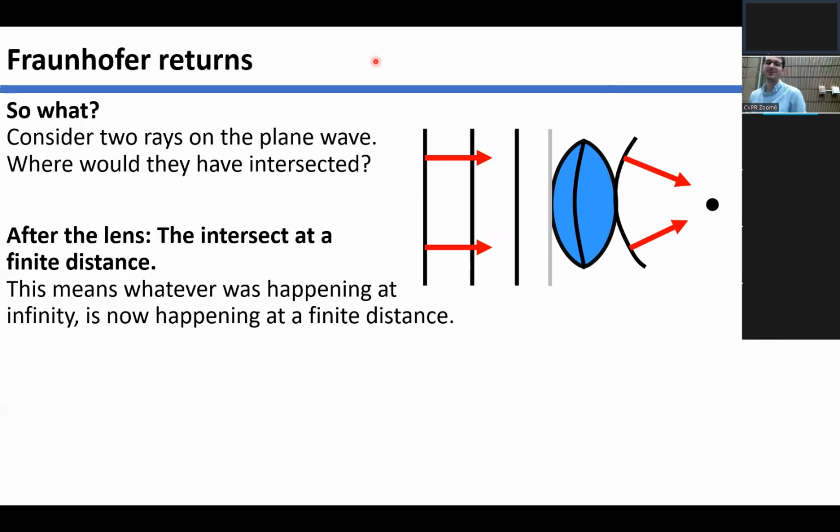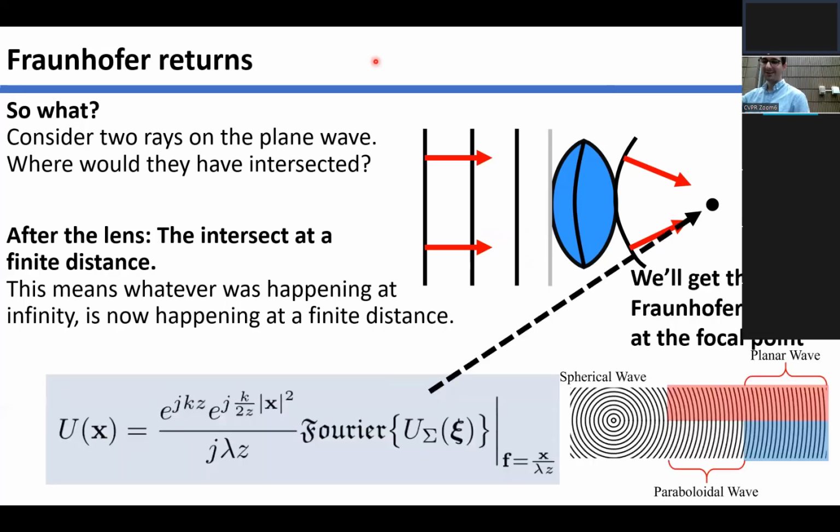So what does that mean? That basically means that whatever was going to happen at infinity is now going to happen at the focal point. And what do we know is going to happen at the focal point, or rather at infinity? It'll be the Fraunhofer pattern. So what that really ends up meaning is that after the lens, we'll end up getting the Fourier transform at the focal point. So that's really our critical result here, is that for the sake of imaging, the impulse response to a single point is going to be the Fourier transform.